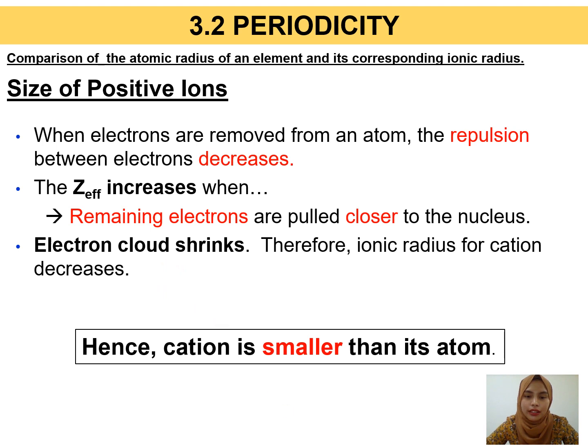The electron cloud, because you remove one electron, gets smaller and smaller. So that's why the cation, a cation being the name for a positive ion, is smaller than its atom. That's how you give the explanation when a question asks you to compare the size of ions with their atoms.